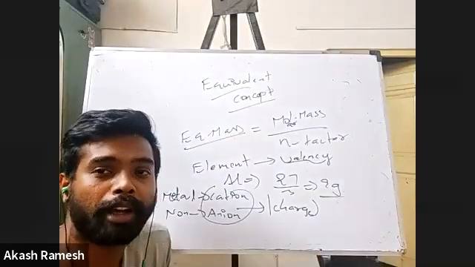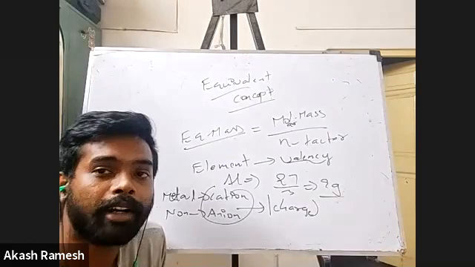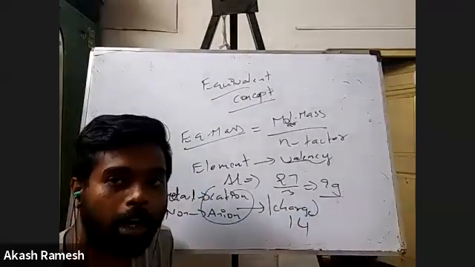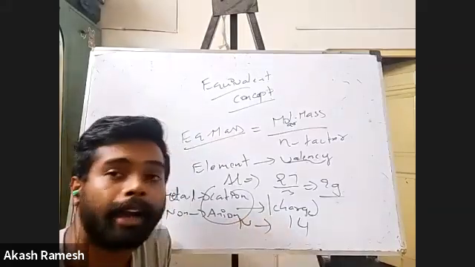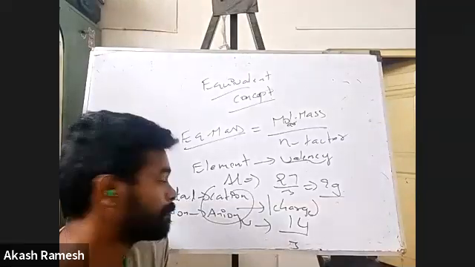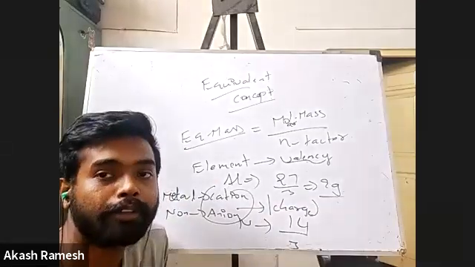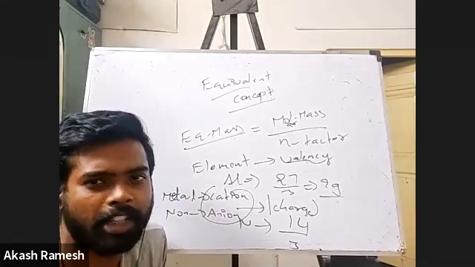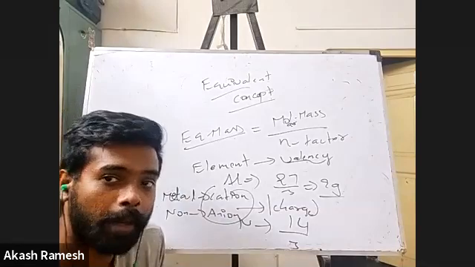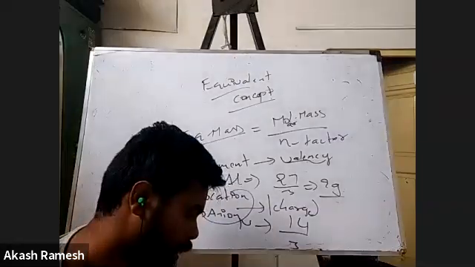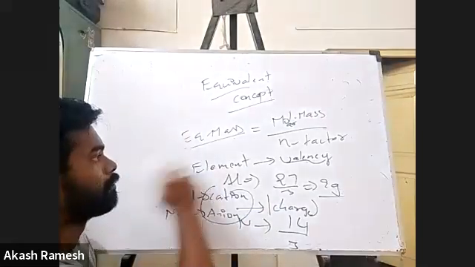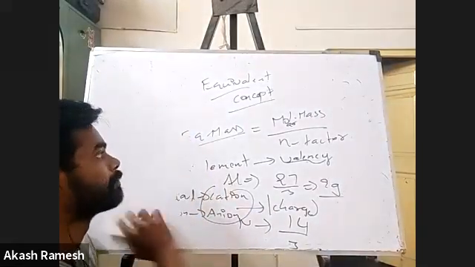For example, if you want to find it for nitrogen, nitrogen will form N3-. The atomic mass of nitrogen is 14. So 14 divided by 3 would have been the equivalent mass of nitrogen. I hope you understand. It's pretty simple. The n factor for metals is the valence. Fine, cool. Next one. Say I'm talking about equivalent mass only.